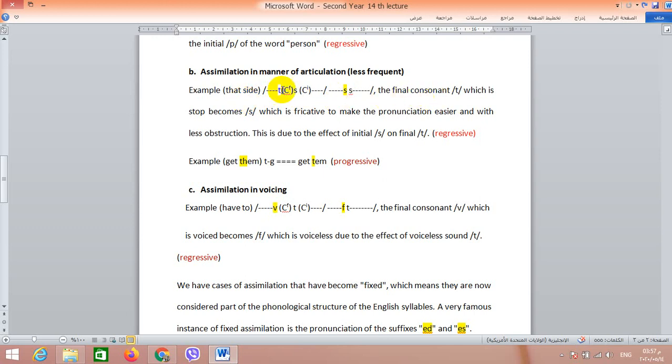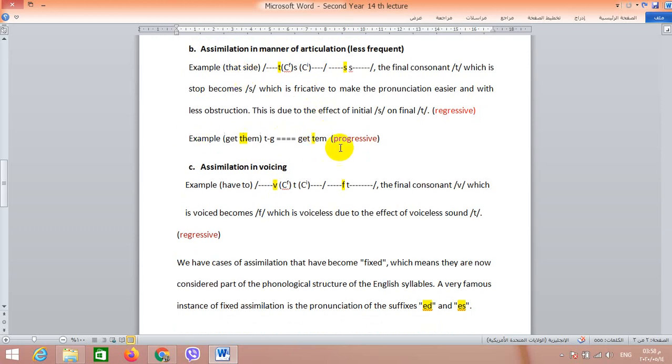So the final consonant t, which is a stop sound, becomes s, which is a fricative, to make the pronunciation easier and with less obstruction. This is due to the effect of the initial s on the final t. Again, this kind of effect is regressive. It is backward. This one causes the previous one to change.